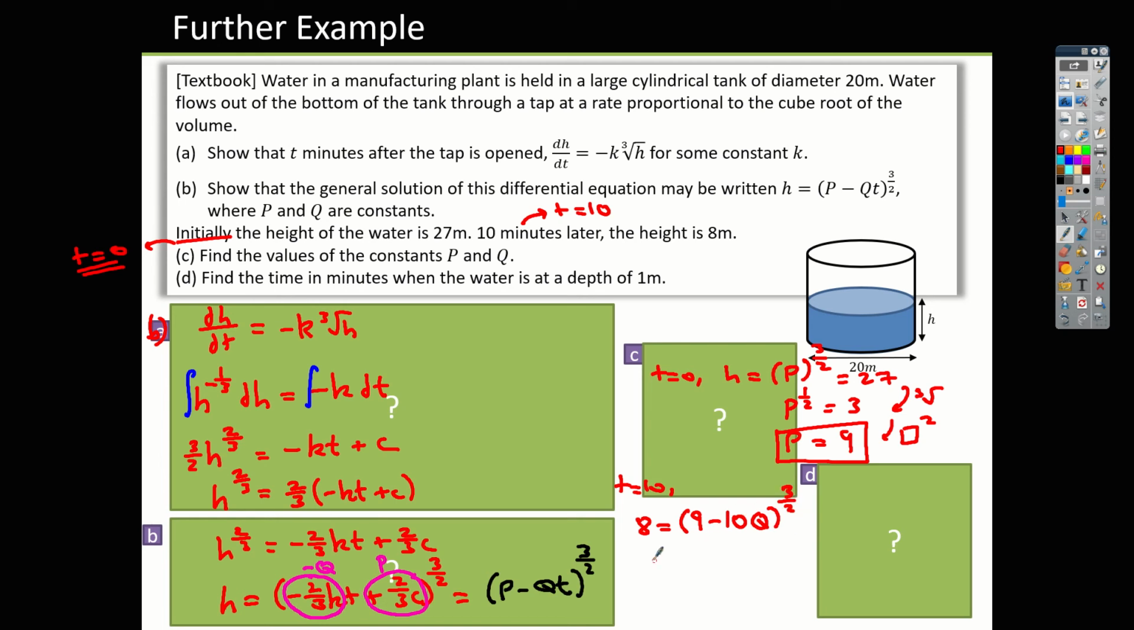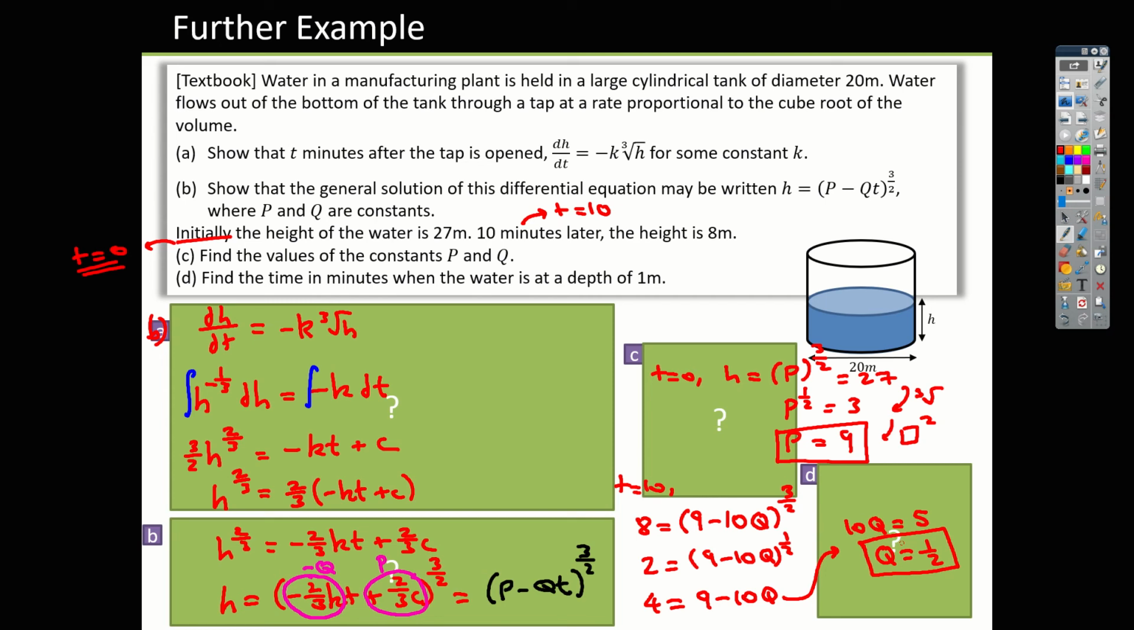So I'm going to cube root. And then that's to the power of half. I can then square to clear the half. And then solve this for q. So this is going to give me 10q equals 5, 9 minus 4, and then q equals a half. Okay, so those are solved.